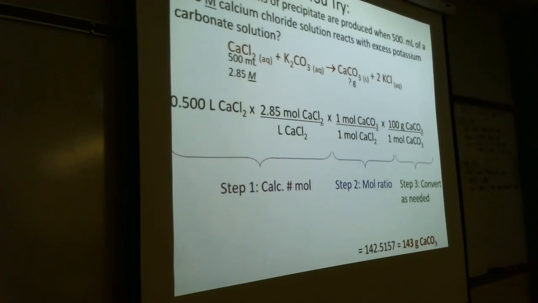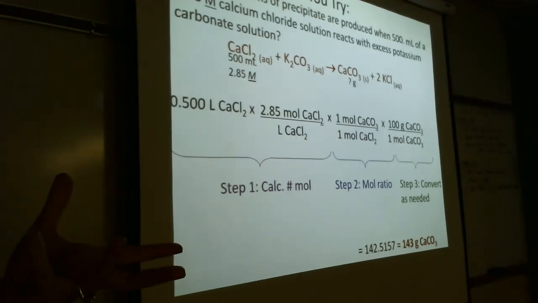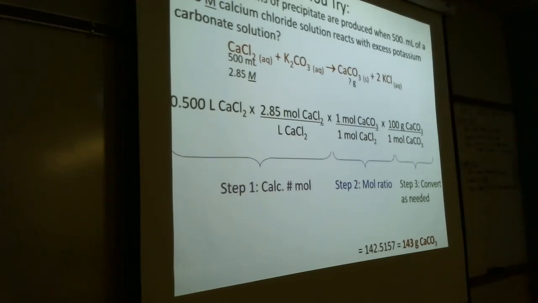Any questions on this last one? So next time we'll start talking about limiting reagent, right? All these problems today, we had one substance that we knew information about and excess of the other. Next time we'll talk about what happens when you know information about both reactants or both products. That will be limiting reagents.